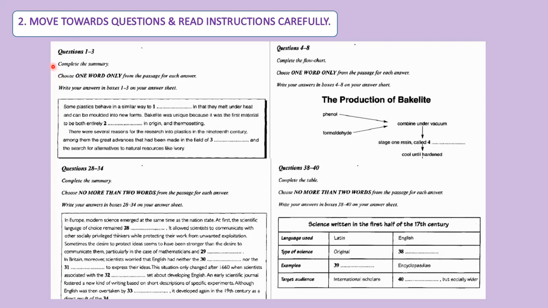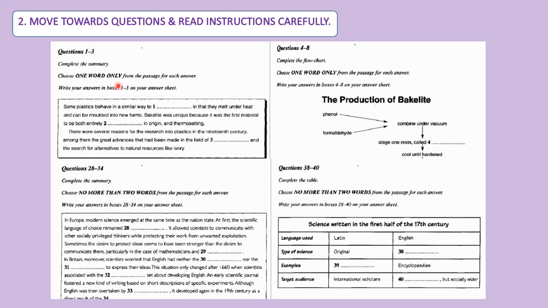Now over here, we can see that it says complete the summary and choose one word only. So why are we wasting our time by reading these instructions? No, no, no, we are not wasting time. Reading instructions is extremely important in your IELTS reading, okay? Because without understanding the instructions, you cannot answer anything. That's very important. Let me show you how. So what we have to do is choose one word only.